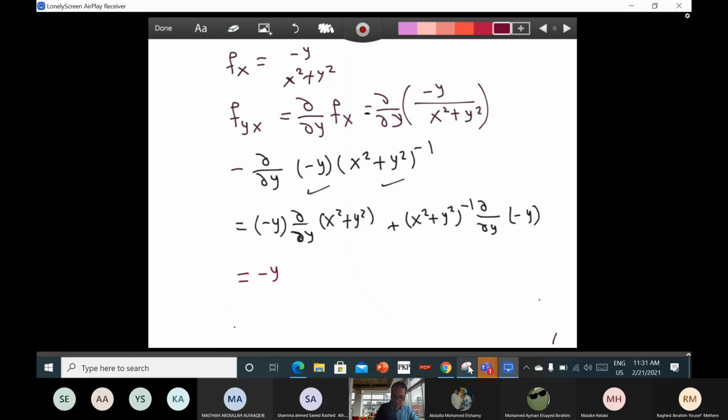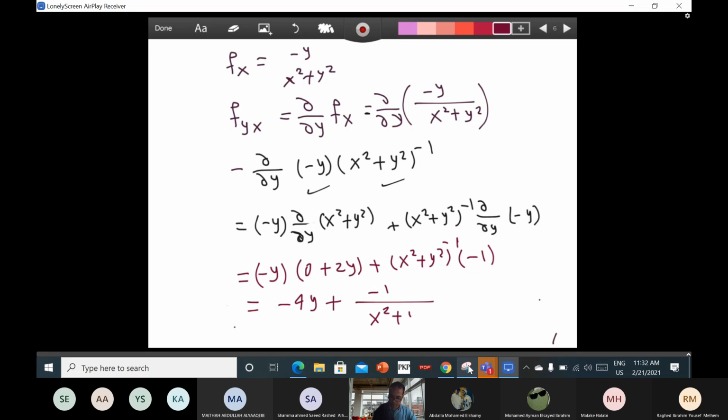what is the derivative of this one with respect to y? x is 0, plus 2y, plus, this is a multiplication rule again. This is the second one. What is the derivative of minus y with respect to y? It is minus 1, right? Yes. So I'm just multiplying this one inside, so I have minus 4y plus, I missed the minus 1 here. It is better to have this one down, so I can write it as minus 1 over x squared plus y squared.